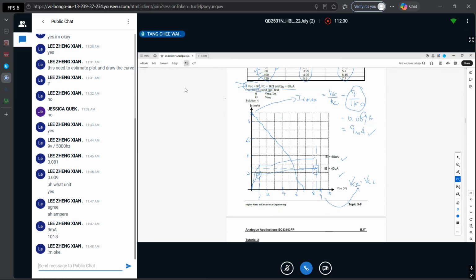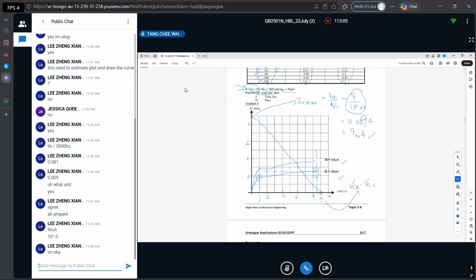Very tough. Never mind, I try one more time. I draw half first. So from here you join this point. Okay, not perfect, but it should be a straight line. So you join the 2 points and then this is your DC load line. Wonderful.